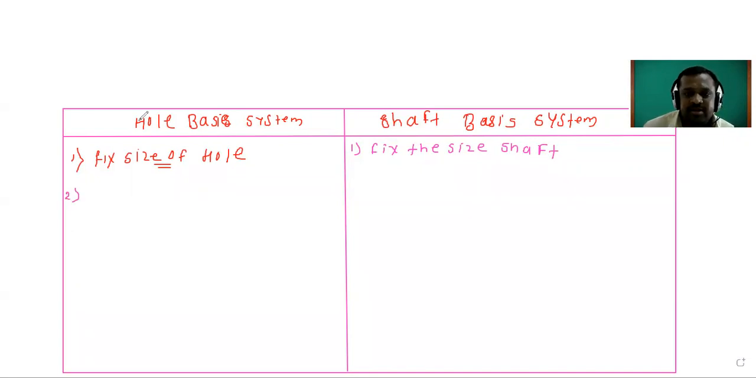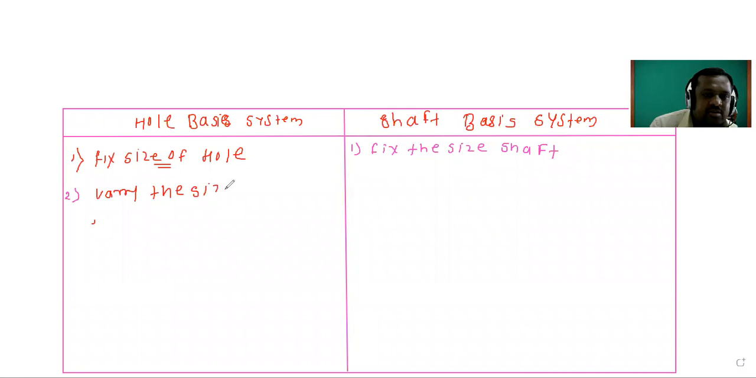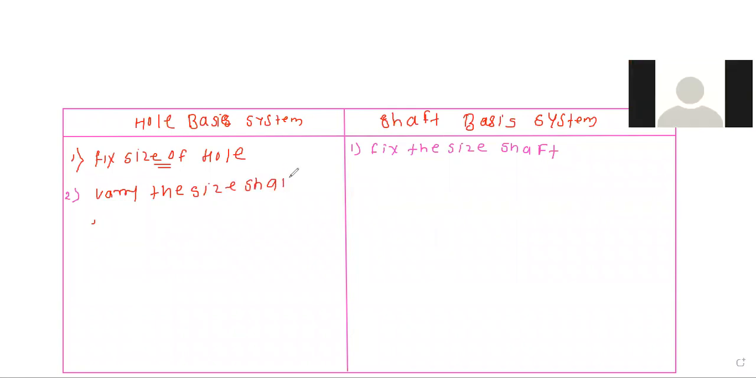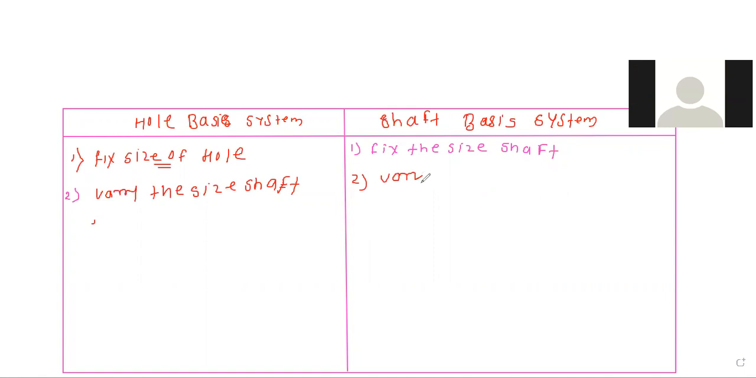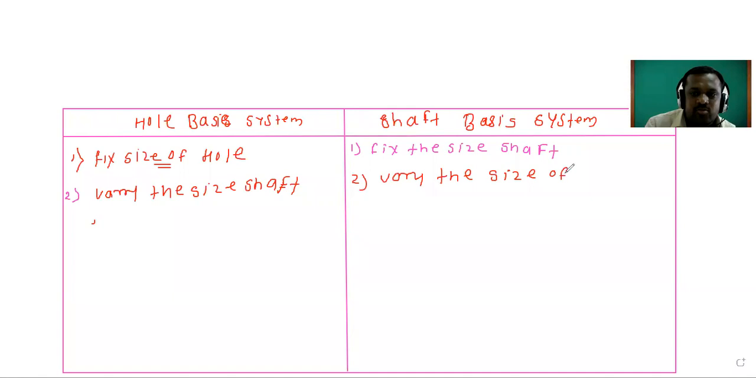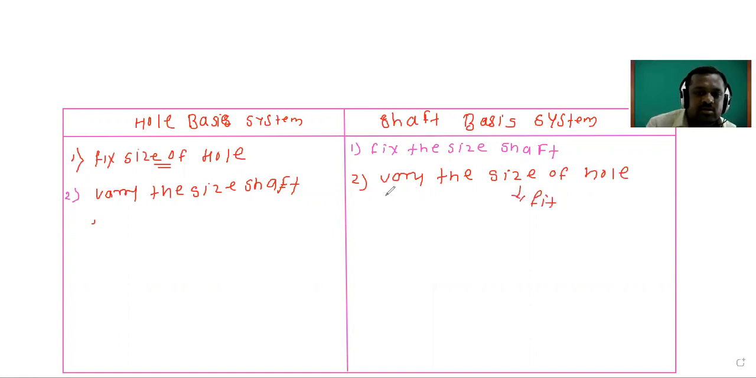Then the second point here: to achieve the various fits, fix the size of hole. And what will the second point be here? Vary the size of shaft to achieve the fits. And here, vary the size of hole for achieving the various fits. To achieve the fits here.